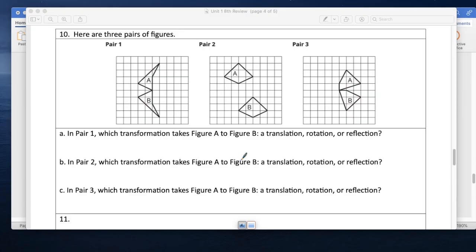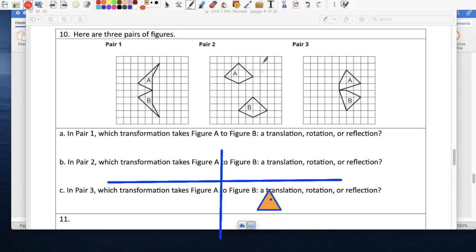Here are 3 pairs of figures. In pair 1, which transformation takes figure A to figure B? Is it a translation, a rotation, a reflection? Well, I am going to say, let me get it over here. It's a reflection.